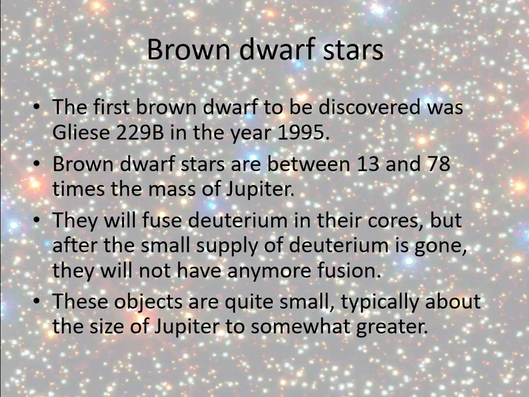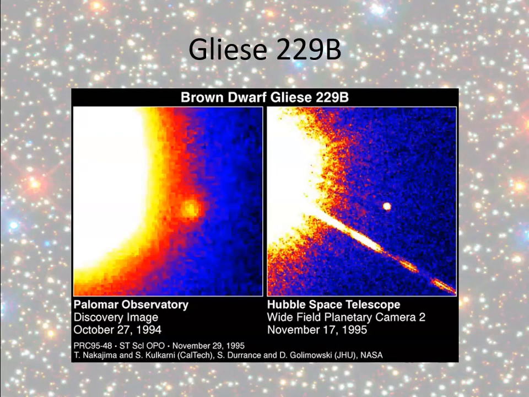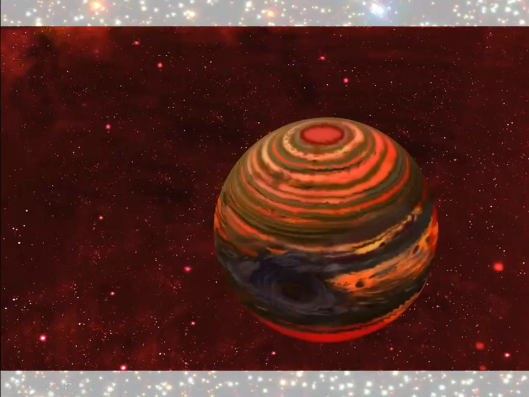in the year 1995, or actually its discovery was announced in 1995. There were hints of it before. In fact, let me just skip ahead. This is a picture of Gliese 229b. This was the hint that was found back in an image published in 1994 from the Palomar Observatory, but we wanted something better than this kind of blurry thing here. Well, in comes the Hubble Space Telescope, and yep, there it is. No doubt about it. That is a brown dwarf star.